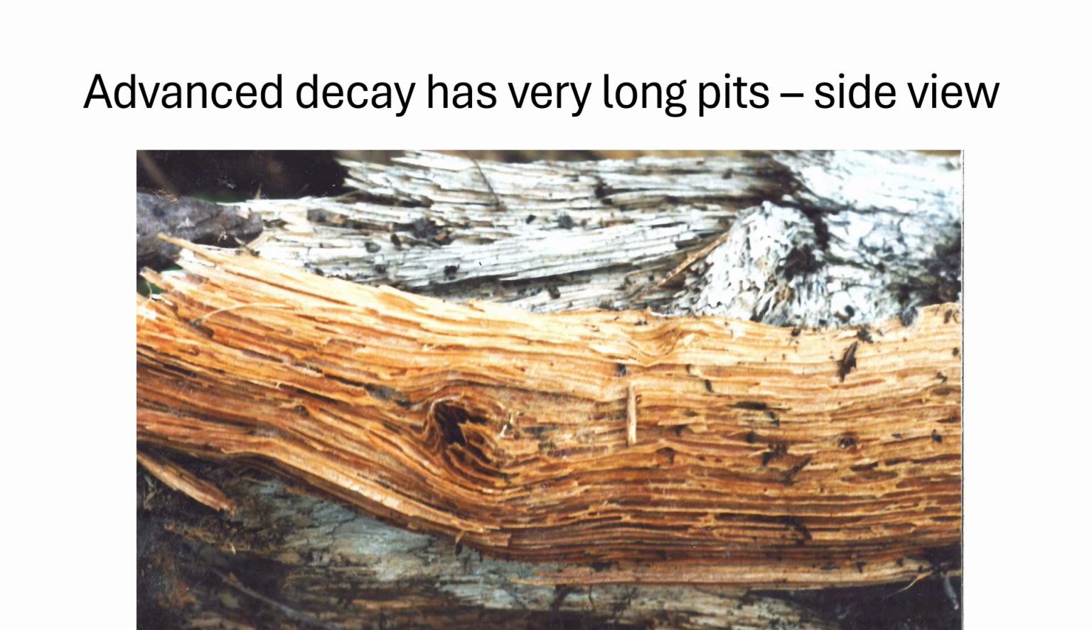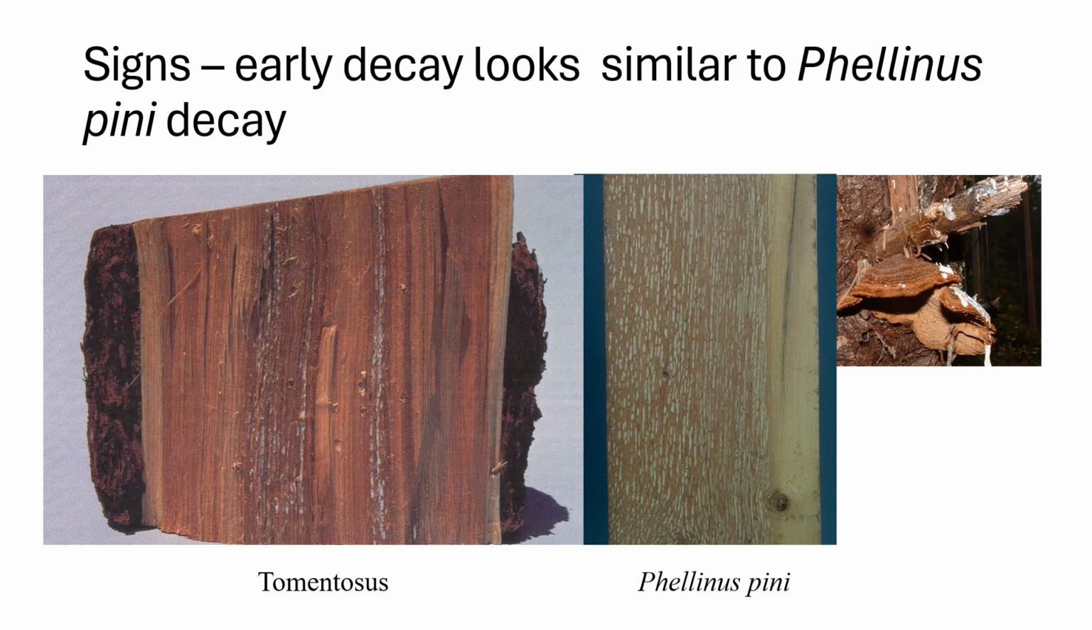When you look at the decay from the side, you'll notice it has these very, very long pits that are visible in the advanced decay. The early stages of tomentosus decay are very difficult to distinguish from decay caused by Phellinus pini. You get these cellulose-filled pits in both cases. The picture on the right shows the fruiting body of Phellinus pini.